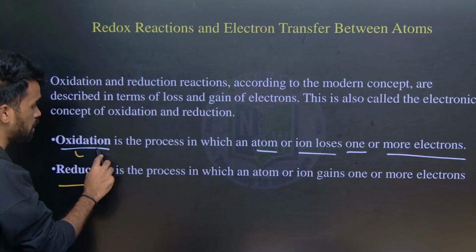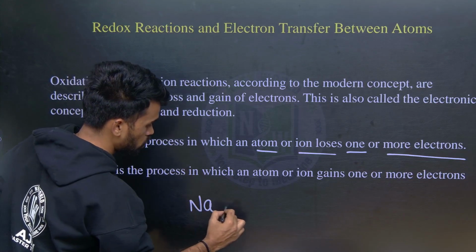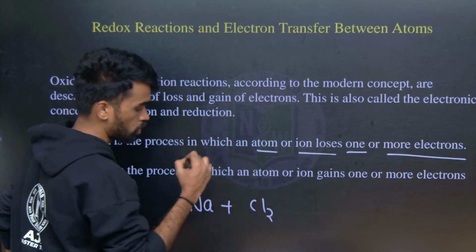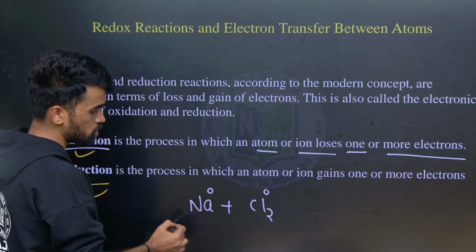So I hope these are clear, right? Now let us look here. I have sodium, okay, and I have chlorine, okay. So both are in their elementary states, okay, so the 0 oxidation number.